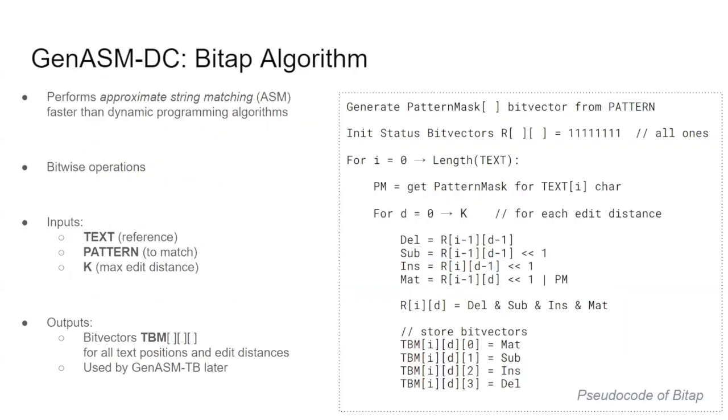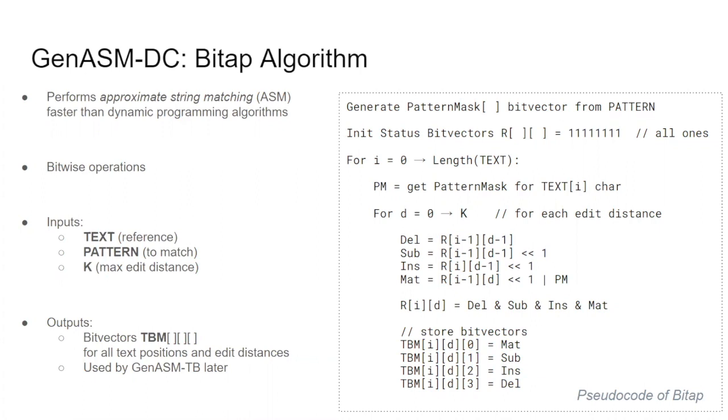GenASM-DC, the first part of the GenASM framework, uses the Bitap algorithm to do approximate string matching, which is faster than dynamic programming algorithms because it only uses simple bitwise operations. It takes three inputs: a text string, which is the reference string, a pattern string, which is to be matched against the reference string, and then K, which is a max allowable edit distance.